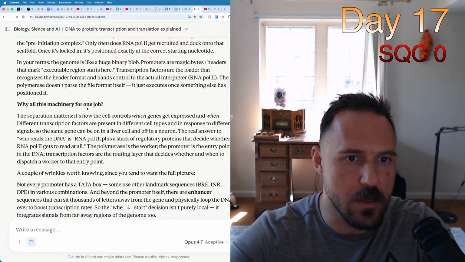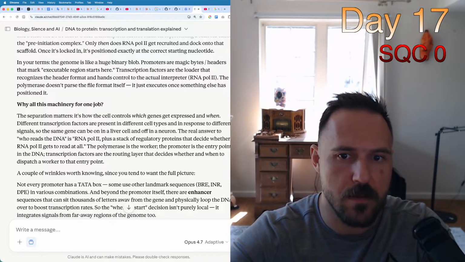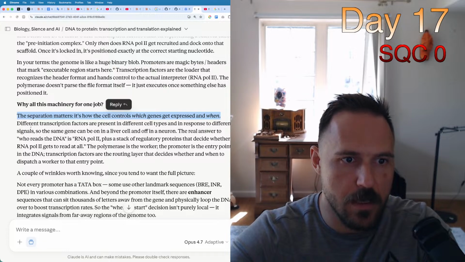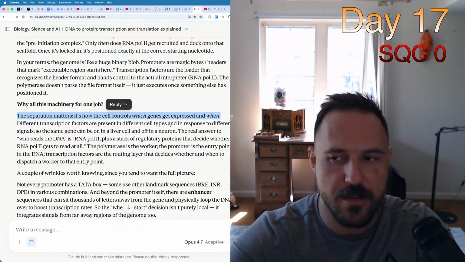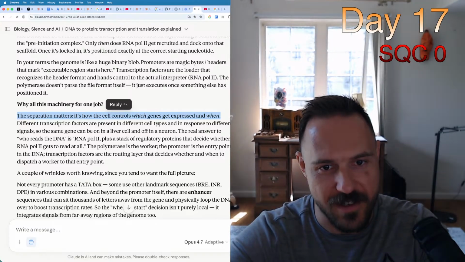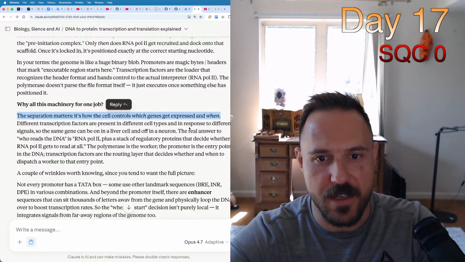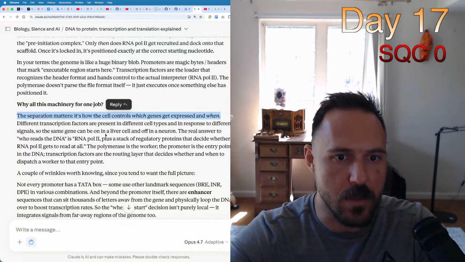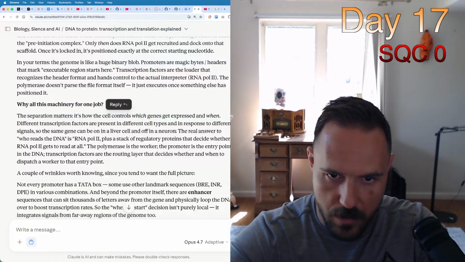Why all this machinery for one job? The separation matters. It's how the cell controls which genes get expressed and when. Different transcription factors are present in different cell types, and in response to different signals. Oh yeah, that's confirming my thoughts. So the same gene can be on in a liver cell and off in a neuron. That totally makes sense.